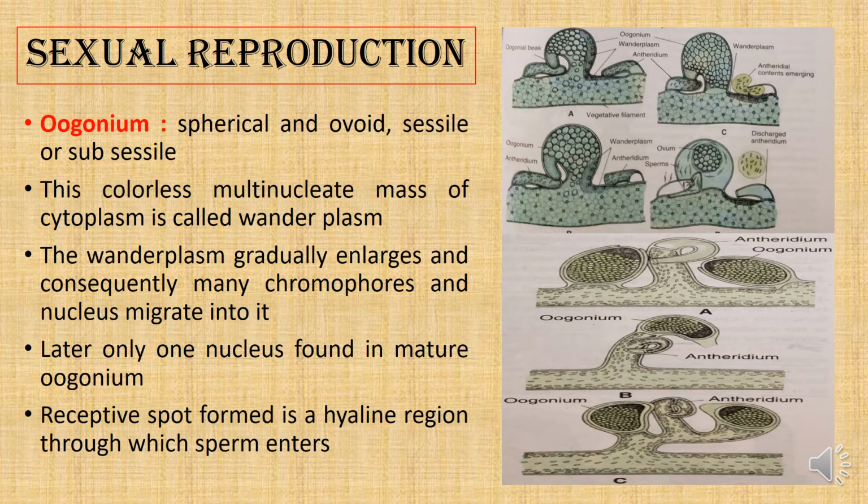So one thing I forgot to mention in the last slide is that the sperm has two laterally inserted flagella. One is much smaller and is directed in the forward direction, and the larger one is directed in the backward direction. And so they swim to the oogonium. The oogonium is the female reproductive gametangium, and it is spherical or ovoid. It can be sessile or it can be stalked, but it is multinucleate.